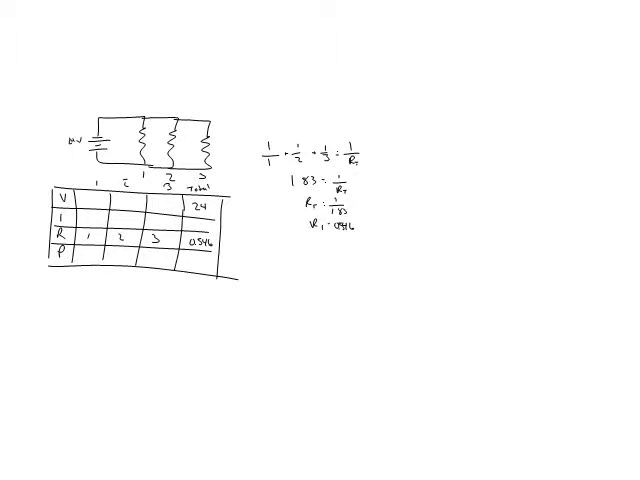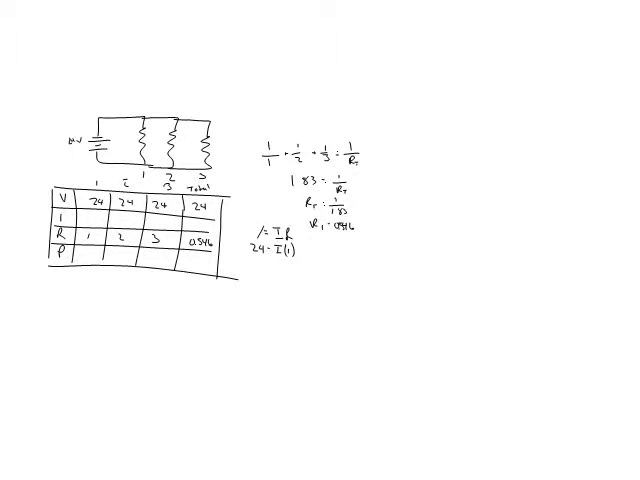All right. Our voltage is constant, so 24 all the way across. And then we can just solve for current on each of these using V equals IR. So 24 equals 1 times.